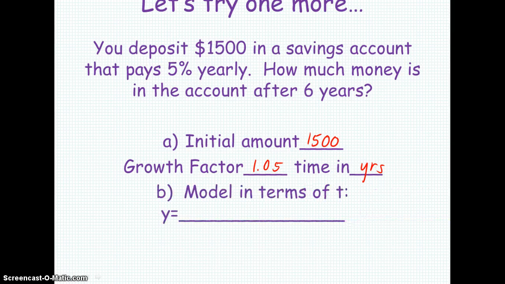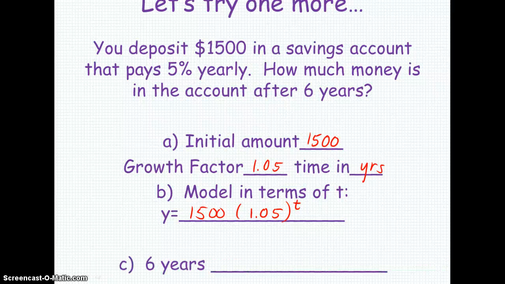So to write the function, we start with our initial amount times 1.05 to the t. Now this does say in terms of t. You can use whatever variable you wish. It doesn't really matter. It's a variable.